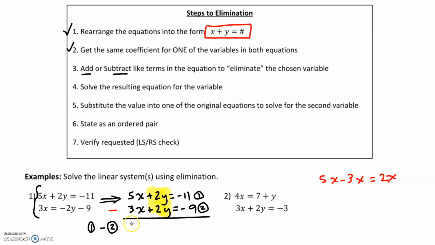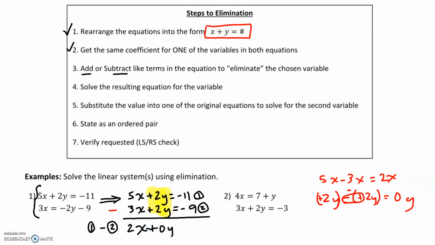Let's write that in. And then it is going to be 2y minus, and this is a positive 2y, so those signs go in front. So I didn't write it here, but this would be a positive 2y minus a positive 2y. And we know when we have the same signs, it means subtract. So 2 minus 2, that gives me the 0y that we want, because we want to eliminate the y.